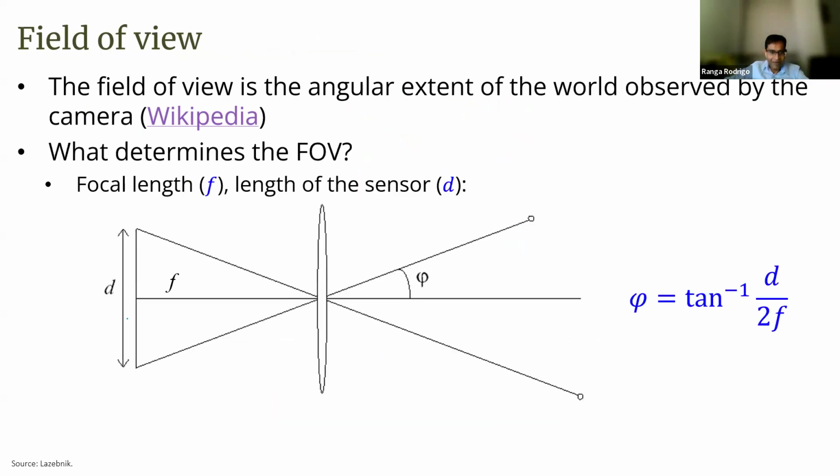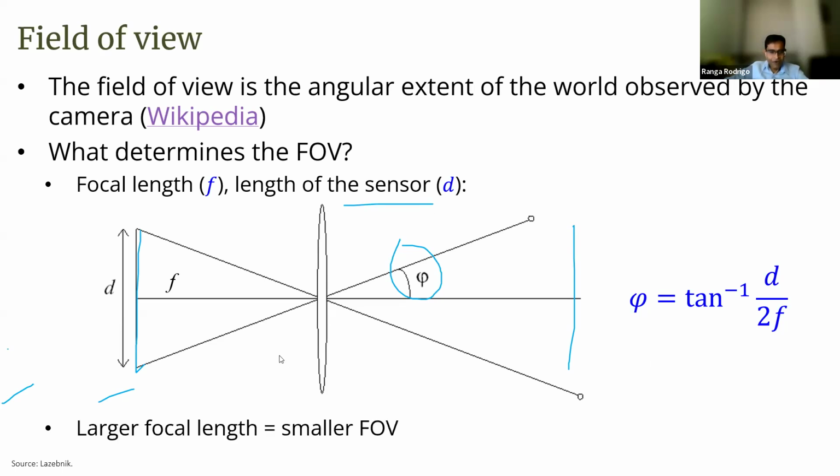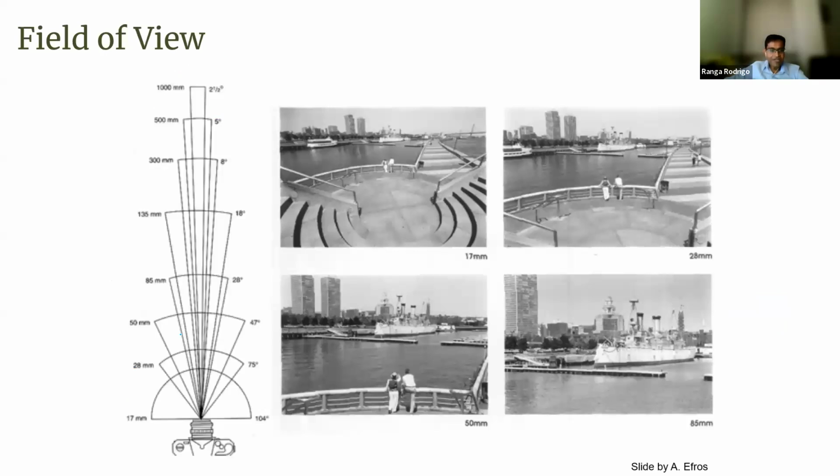What determines that? You can see this is the size of the CCD, and the parameters of the lens can focus light from here. So this angle theta is equal to tan inverse of D divided by 2F. Focal length and the size of the sensor control that. Larger focal length, smaller FOV. So this is what we are showing here.